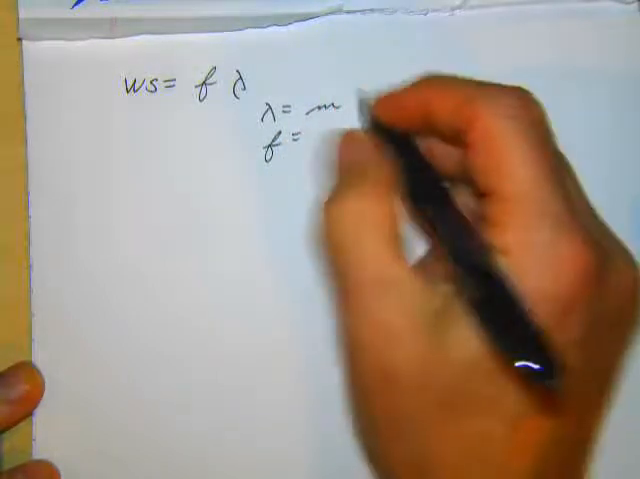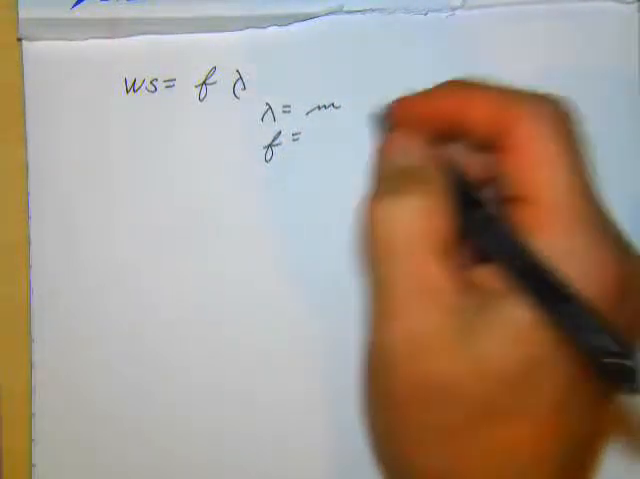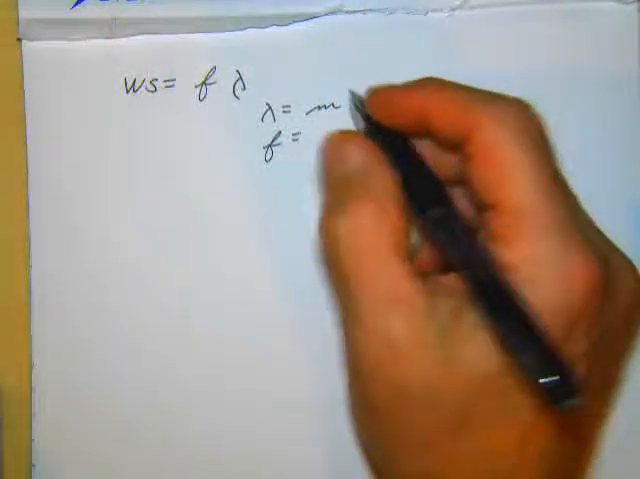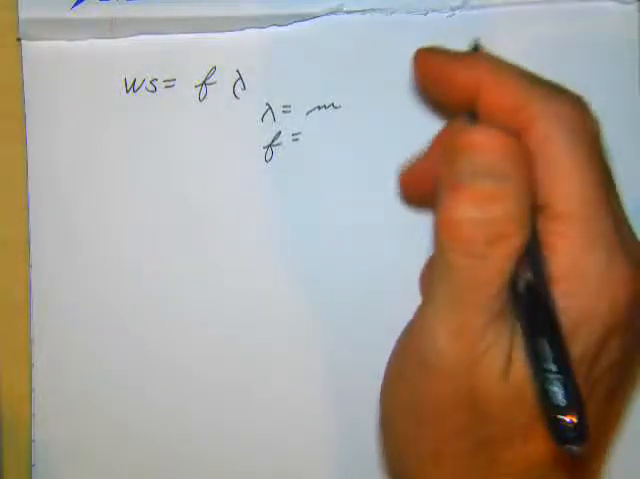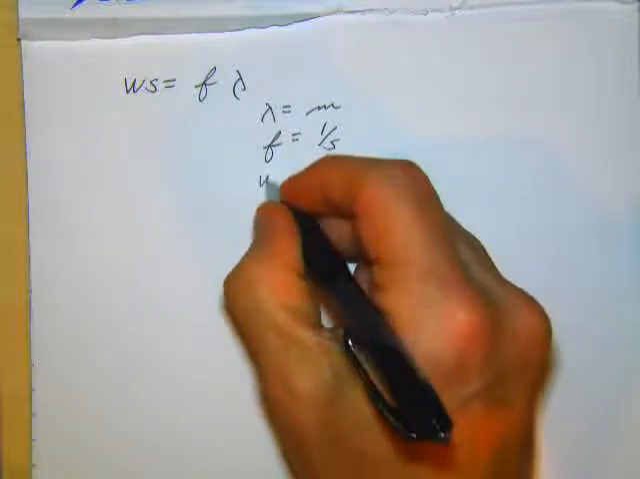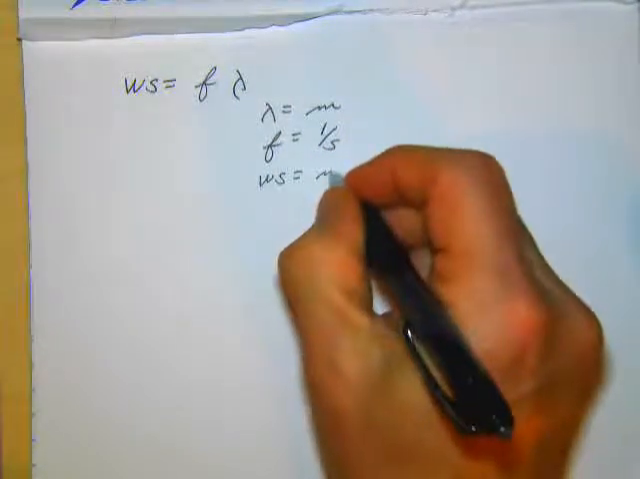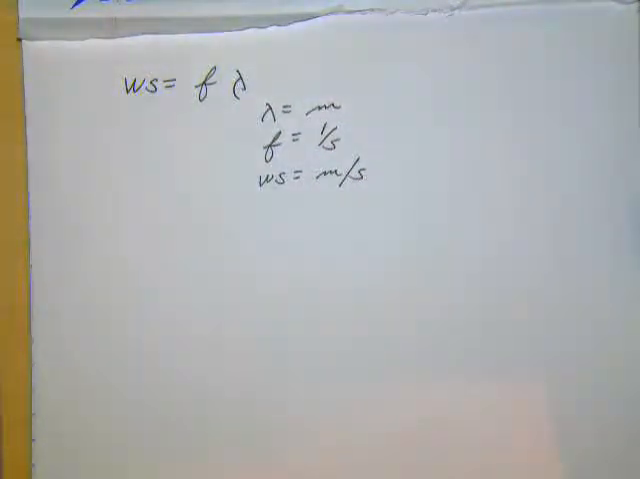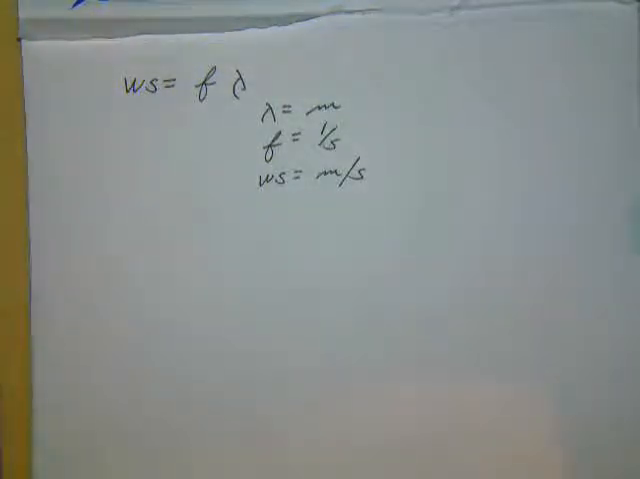Frequency is the number of wavelengths that pass a given point per second, or another term for that is cycles, and that's 1 over s. And then wave speed is going to be in meters per second. So that's the overall general formula.